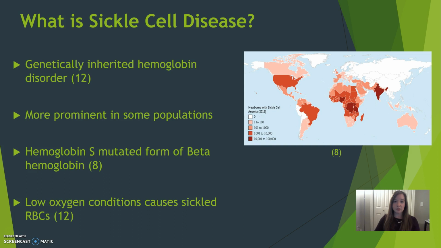The disorder sickle cell disease is caused by the mutated form of hemoglobin known as hemoglobin S. Hemoglobin S, under low oxygen conditions in the body, tends to cause red blood cells to change from their normal round biconcave shape to a sickled shape. Hemoglobin S is also much less effective at carrying oxygen throughout the body, and sometimes those sickled cells can get stuck in small vessels.